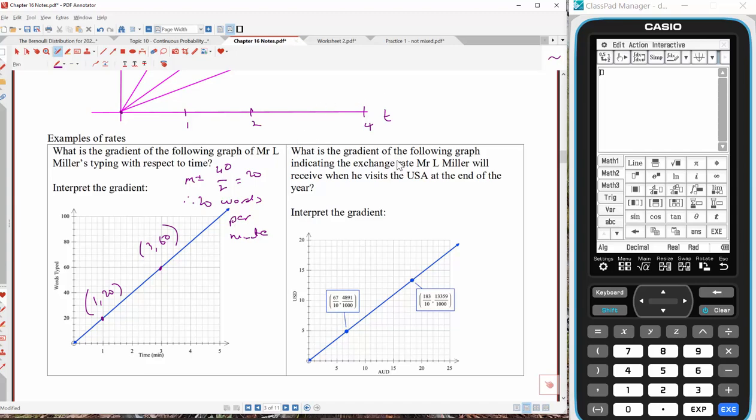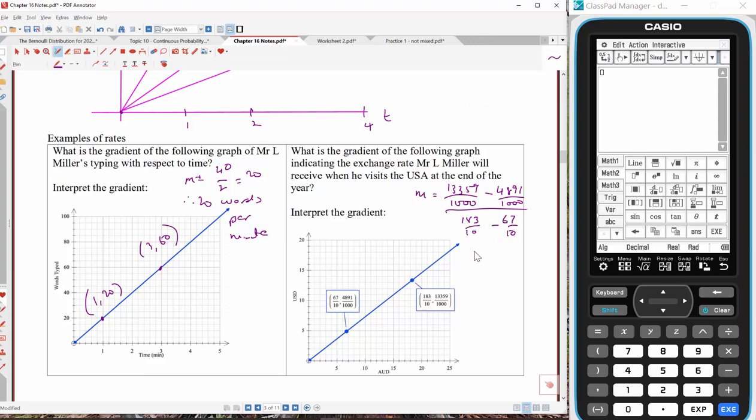Anyway, what is the gradient of the following graph indicating the exchange rate Mr. L. Miller will receive when he visits the USA at the end of the year? Hopefully he's going. All right. Anyway, so what we would do is m equals y2, so it's going to be 13359 over 1000, take away 4891 over 1000, all over 183 over 10, take away 67 over 10.